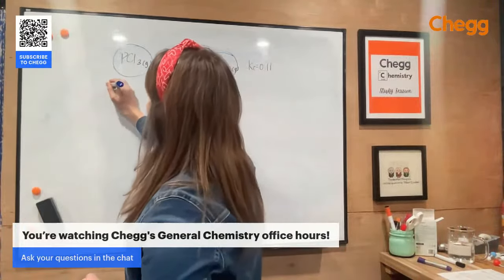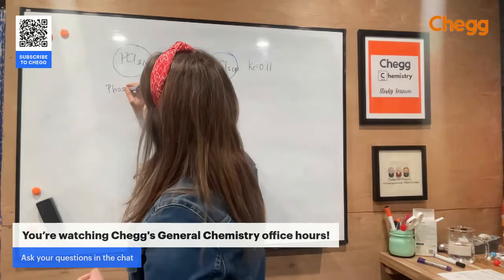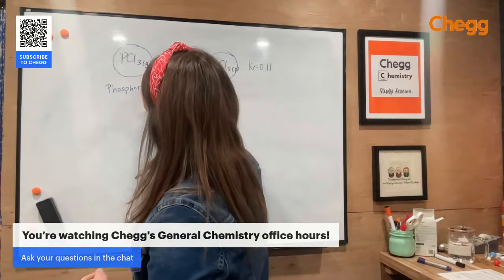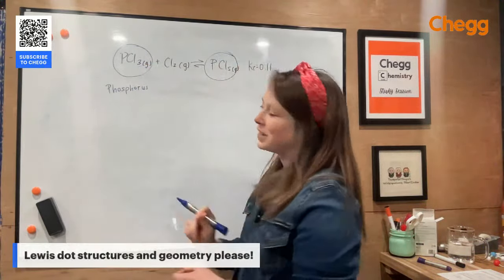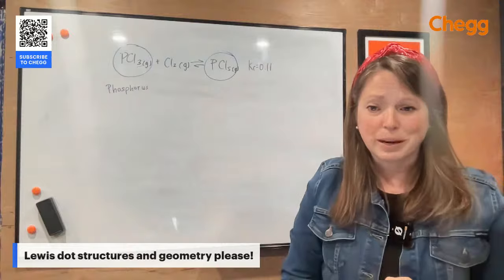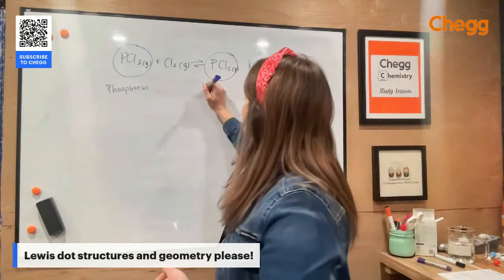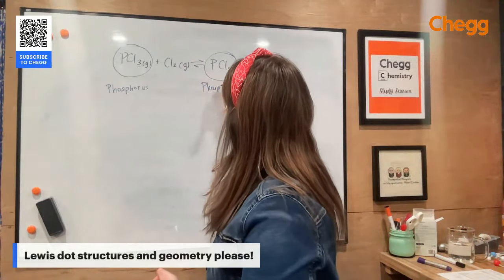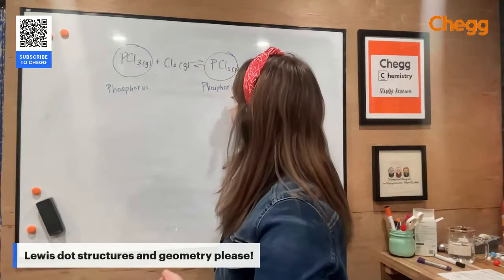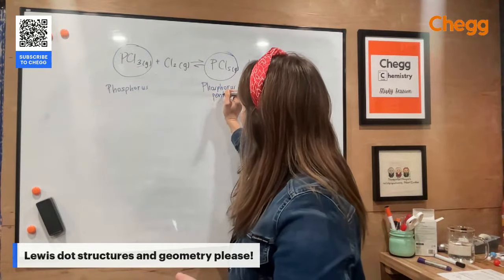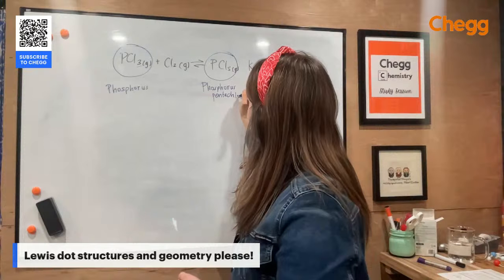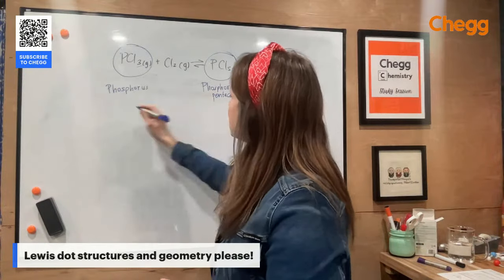Let's go ahead and we'll write out those names. So if you're working on nomenclature right now, these are both covalent compounds. We're going to use the prefixes to denote the number of atoms that we have in each of these compounds. So this would be phosphorus pentachloride because we have 5 atoms of chlorine versus phosphorus trichloride.